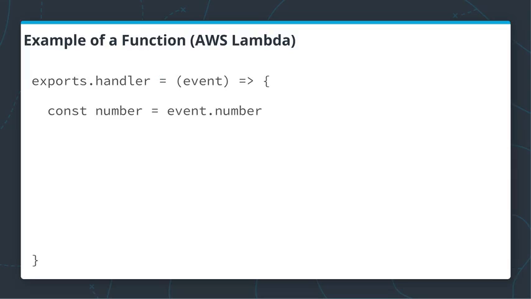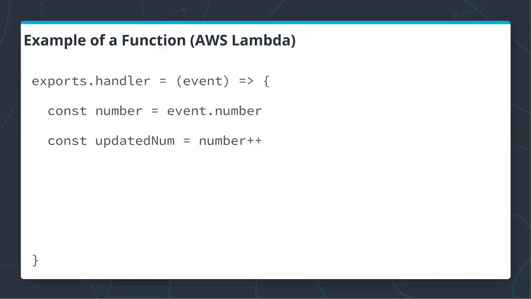Now, each event that comes to a Lambda function contains a number of fields, and the list of fields an event can contain depends on the event type. So in a Lambda function, we can get access to those fields. Like in this case, we access a number field in the event. Then we can process those fields.